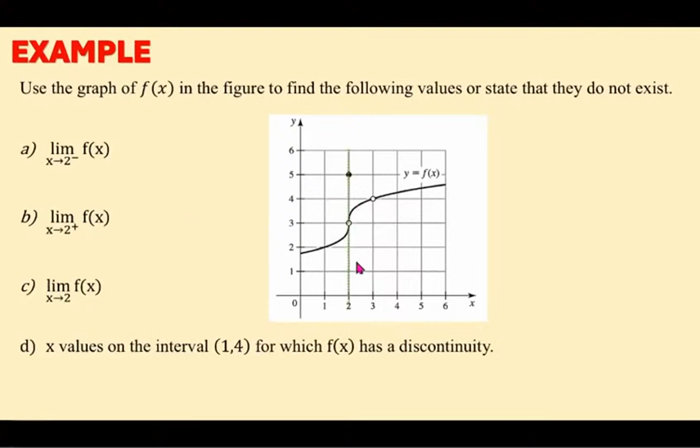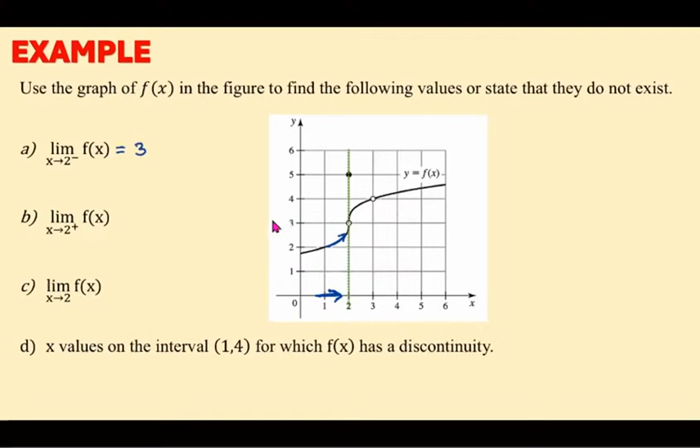So there's my vertical line at x equal to 2. Now, let's see. When x approaches 2 from the left, on the x-axis, when you get closer and closer to 2, how is the graph behaving? The graph is increasing and approaching closer and closer to that hole. And the corresponding value for that is 3. So the left-hand limit is 3.